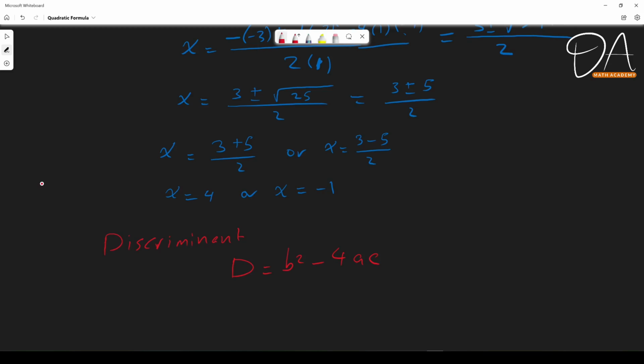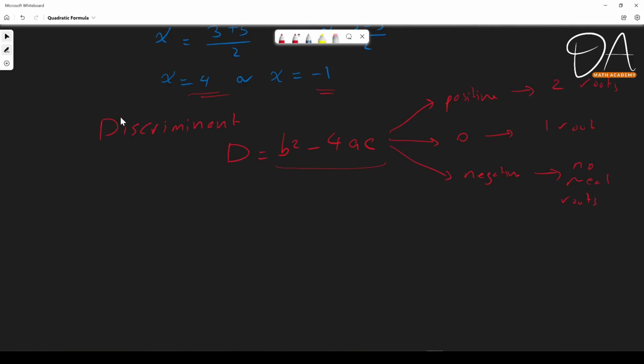Based on the value of this, you can determine the number of real roots for the quadratic equation. So if this is positive, you have 2 real roots. If it is 0, you have 1 root. And if it is negative, you have no real roots. So this can solve many of the standard questions that you may get that ask you about the number of roots. In that case, you really don't need to get the numerical values of the roots, you just need to determine the value of this discriminant. Based on that, you will be able to determine how many real roots we have.